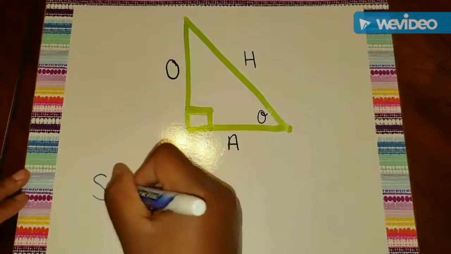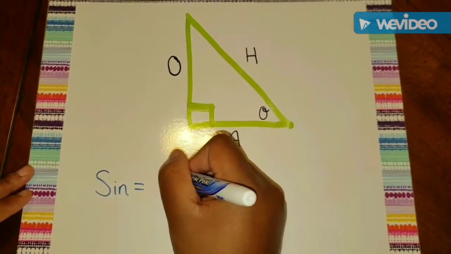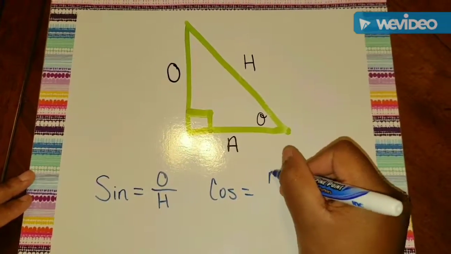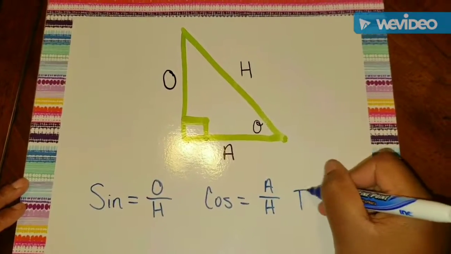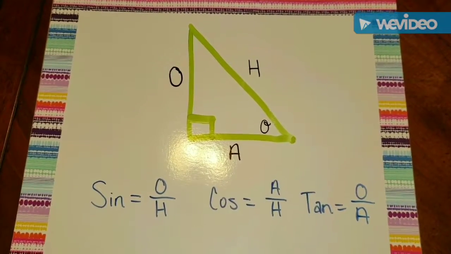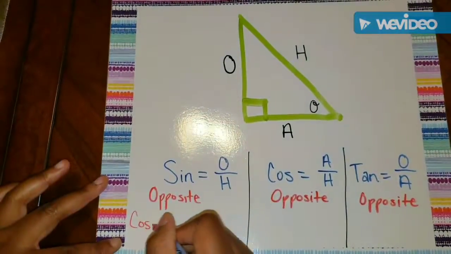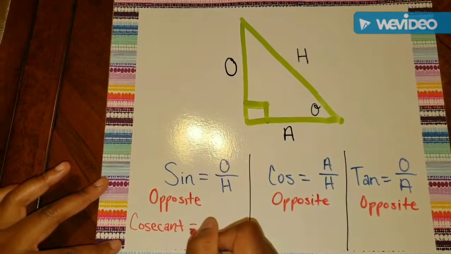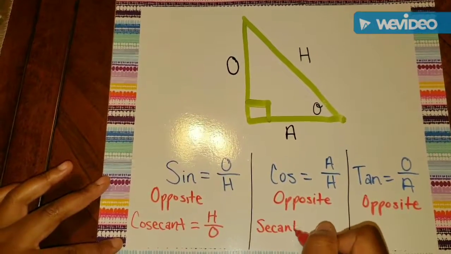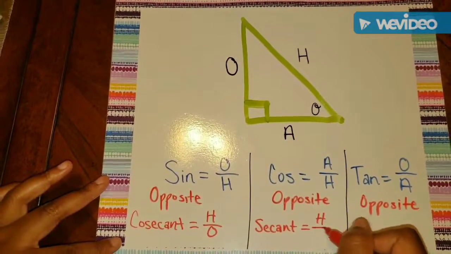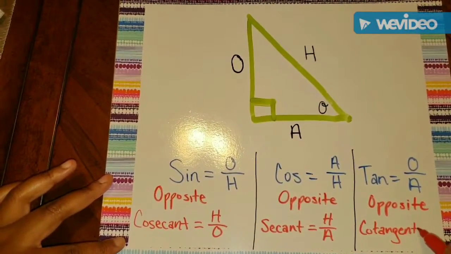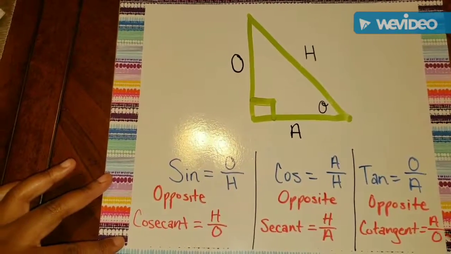So what you already should know is that sine is equivalent to opposite over hypotenuse, cosine is equivalent to adjacent over hypotenuse, and tangent is equivalent to opposite over adjacent. So now we're going to look at their opposites, which for sine is the cosecant, which is hypotenuse over opposite. For cosine is the secant, which is equivalent to hypotenuse over adjacent. And for tangent is the cotangent, which is equivalent to adjacent over opposite.